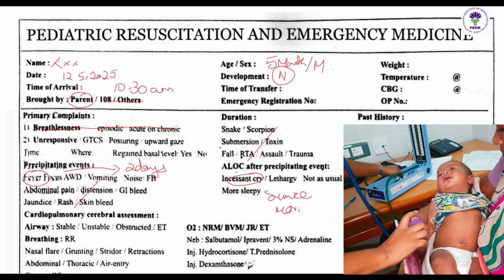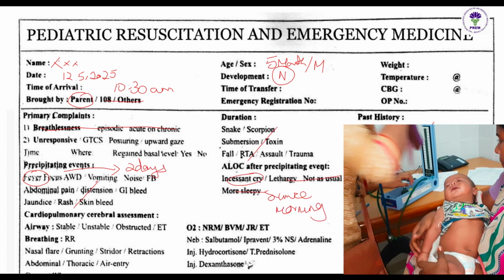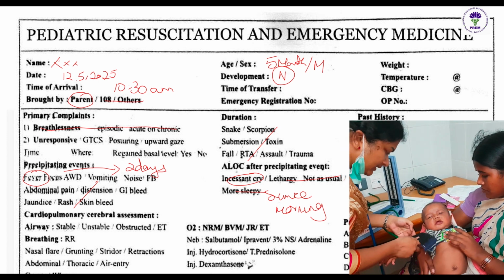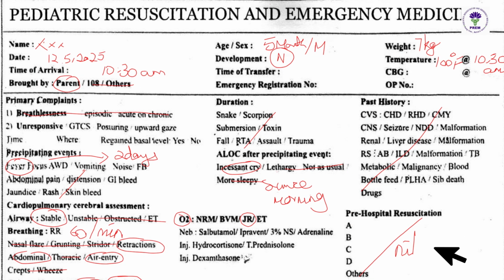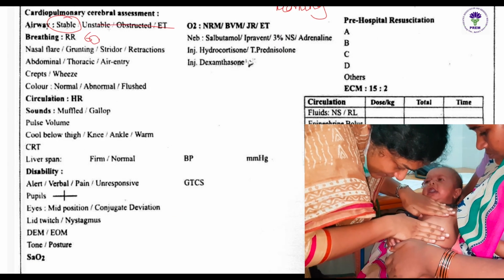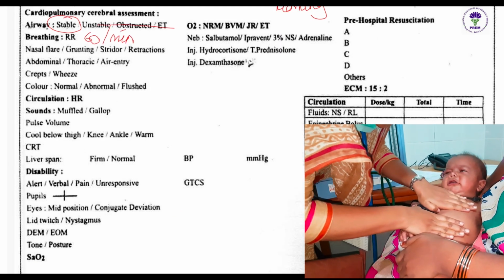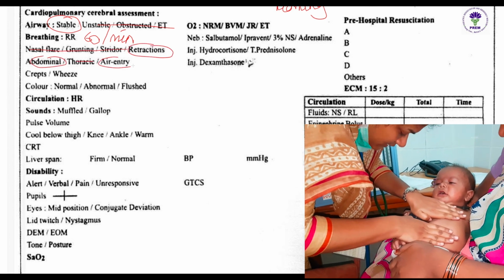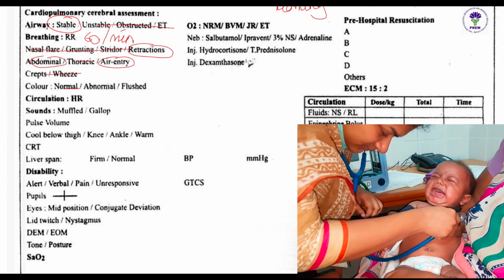On the 12th of May 2025 at 10:30 am, a 5-month boy is brought to the emergency OPD with a history of fever for 2 days, incessant cry since morning. He has no other complaints. He is developmentally normal. He has no comorbid conditions. Has not received any pre-hospital care.